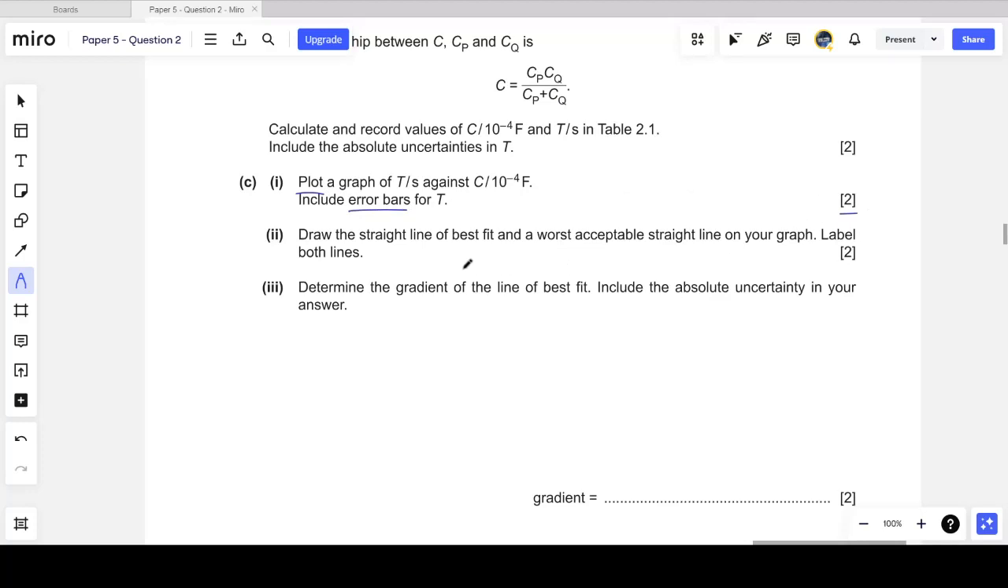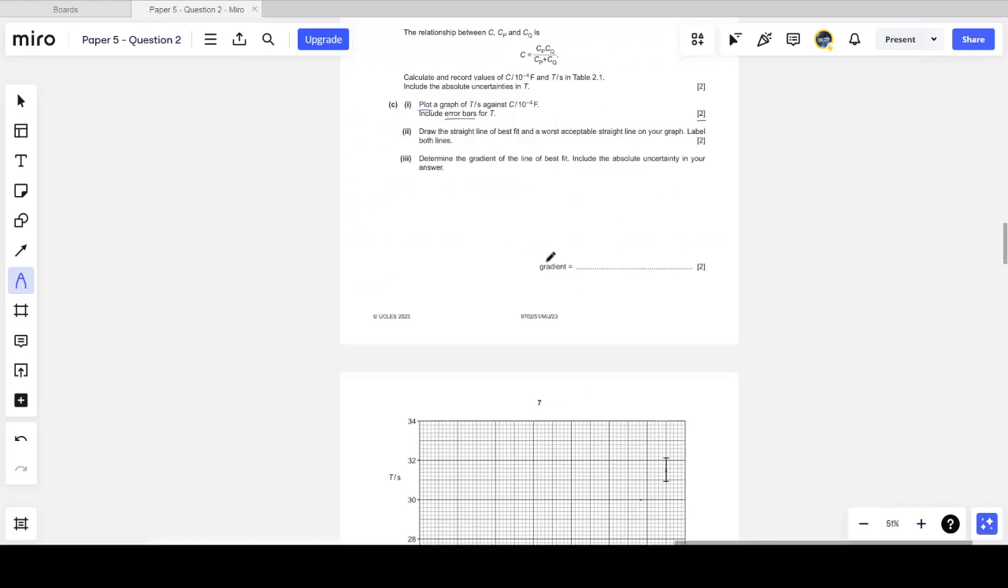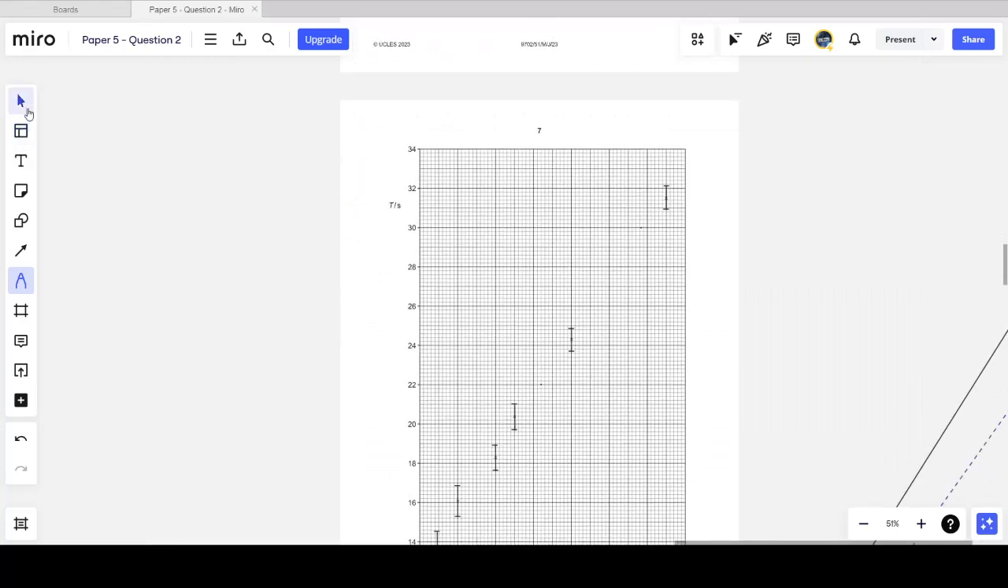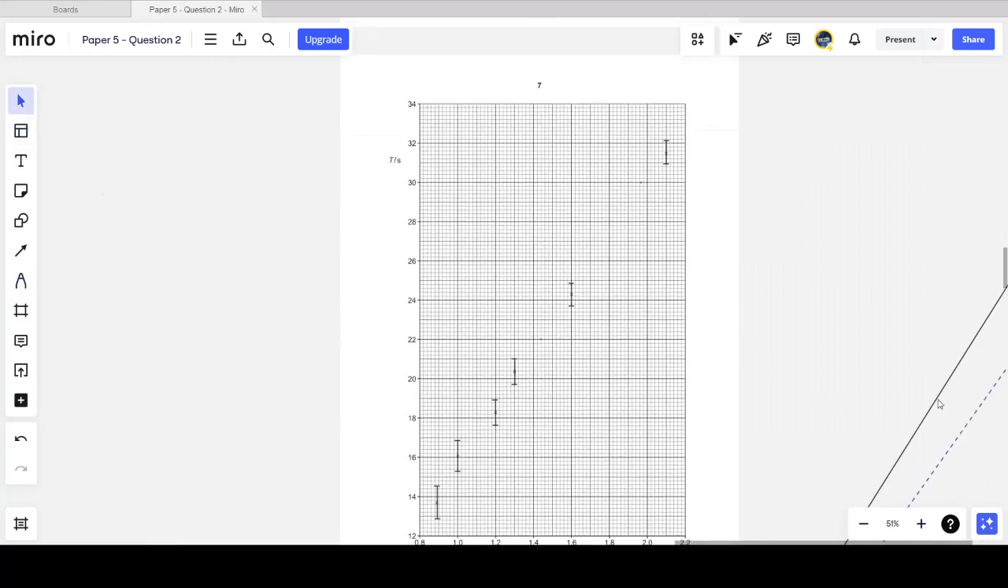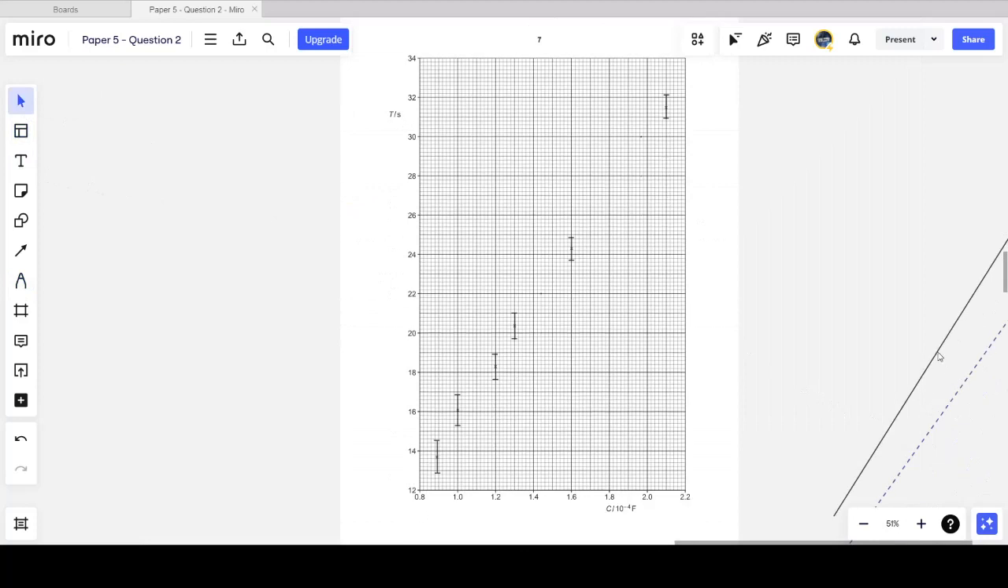We now have to draw the straight line of best fit and the worst acceptable line on the graph, and we have to label both lines, something we shouldn't forget to do. So unlike what you would get in your exam, there will not be a magic set of points plotted for you, and it definitely wouldn't be a magic graph that's pre-drawn like there is for me. But for now, that's a you problem.